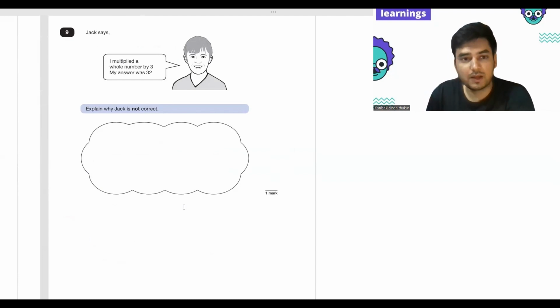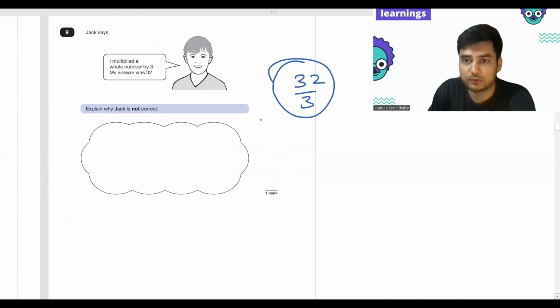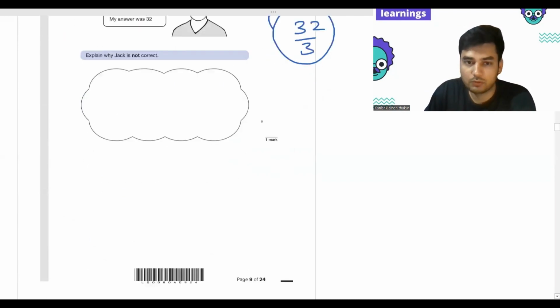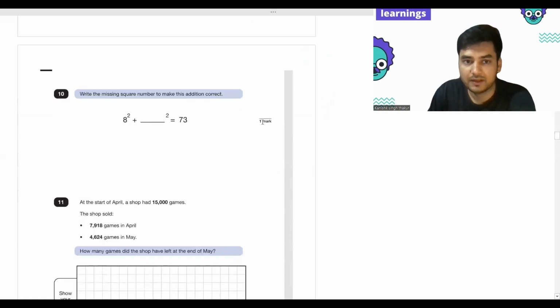Okay, so when I multiply a whole number by 3, what you can do is divide 32 by 3. Do you get a whole number in this? No, you do not get a whole number, right? It is not divisible by 3, isn't it? 32. So that is why this is not correct. It won't be the whole number that we have multiplied.